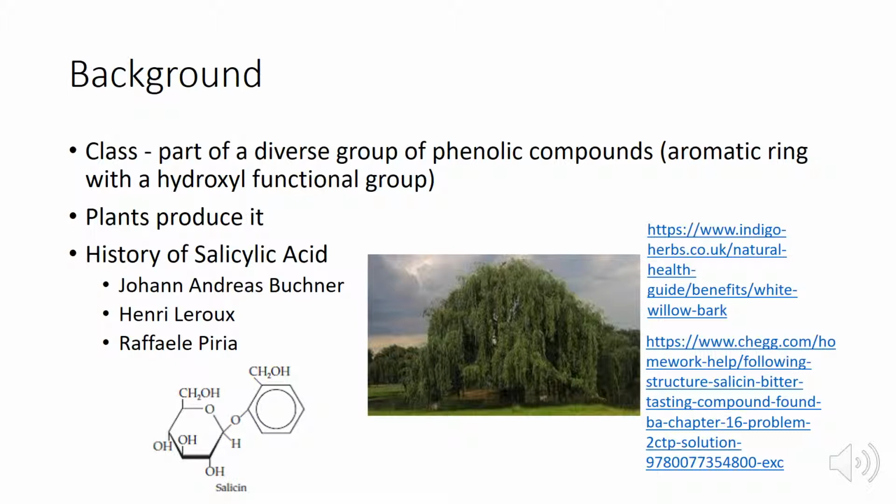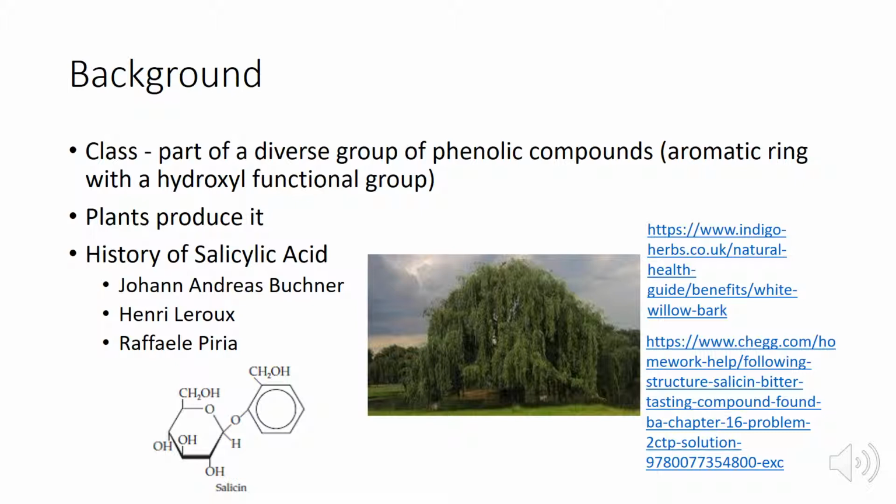Salicylic acid is part of a diverse group of phenolic compounds and has an aromatic ring with a hydroxyl functional group. It is a natural compound made in plants, specifically the white willow, which you can see in the picture on the slide, and white wintergreen leaves are known for their production of salicylic acid. The active extract of the willow bark is called salicin, which you can see a picture of on the slide next to the willow tree. That is the structure of it.